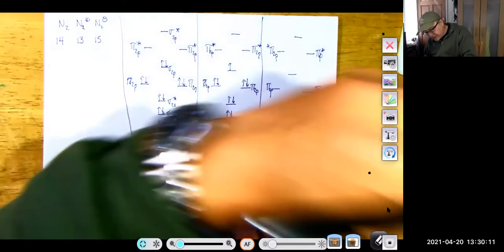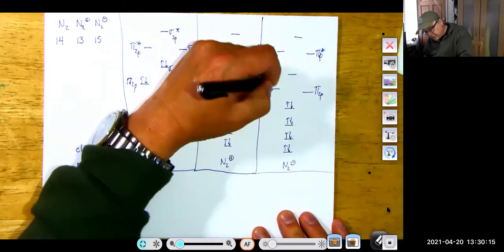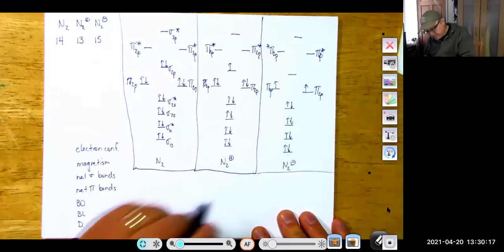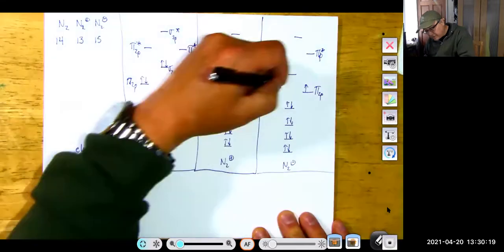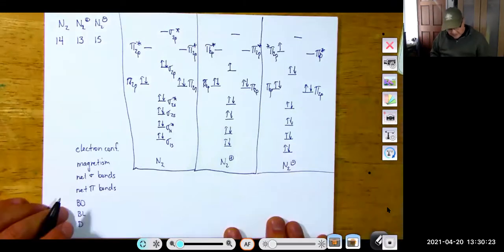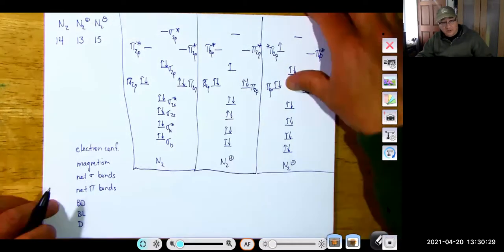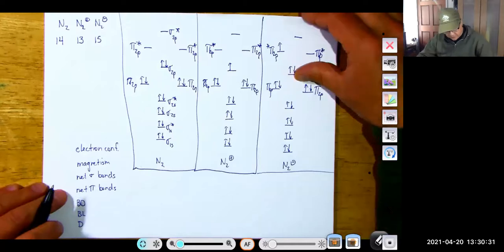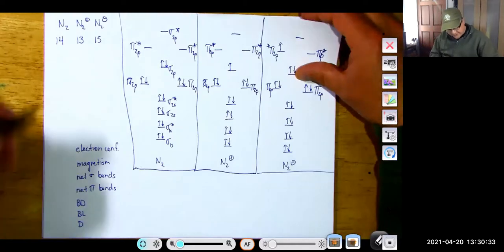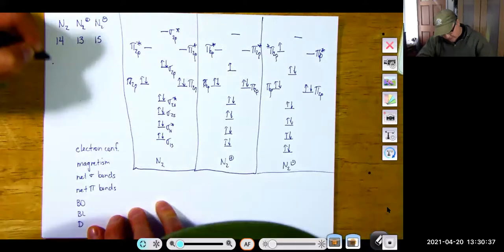And N2 minus is going to be one more. So there's my 10, 11, 12, 13, 14, and one up here. Now, I wish I had more room here, but I don't. So what I'm going to do is take all of this and write it up here. Actually, I'm going to do this.